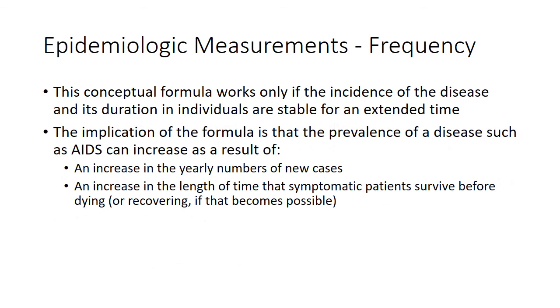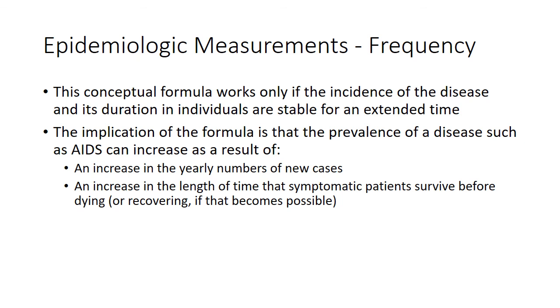So this formula really only works if the incidence of the disease and the duration for those individuals stays pretty stable for an extended time period. If it changes pretty rapidly, then those projections or that estimated prevalence isn't going to be super useful for our purposes. The information just isn't likely to be accurate.